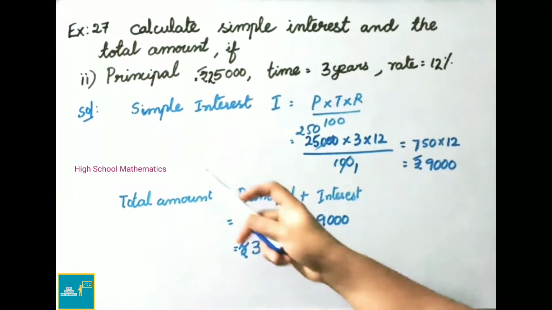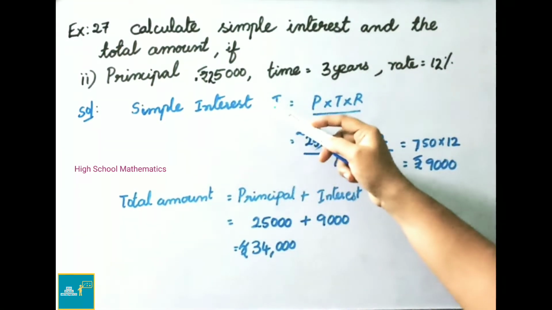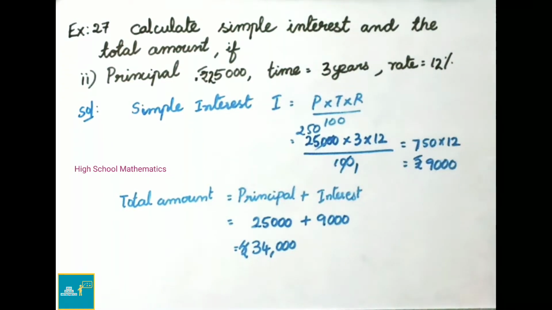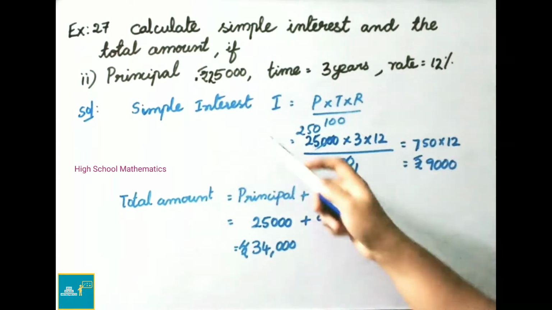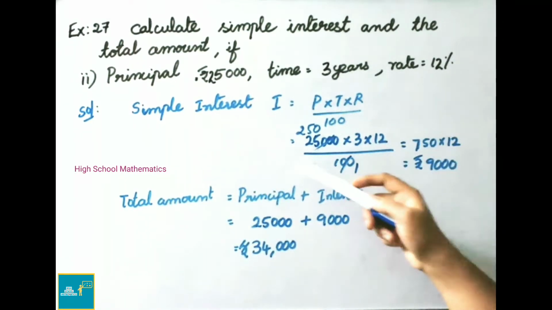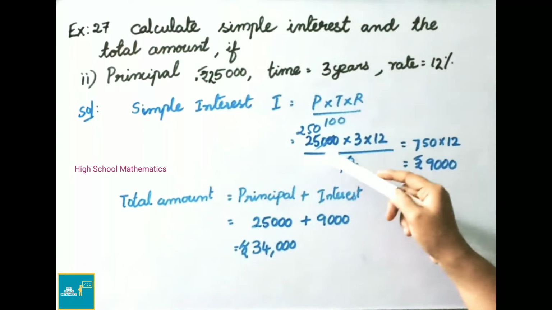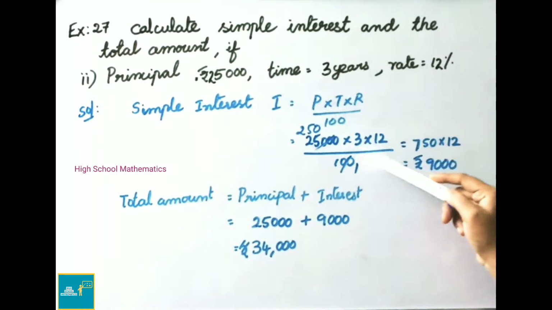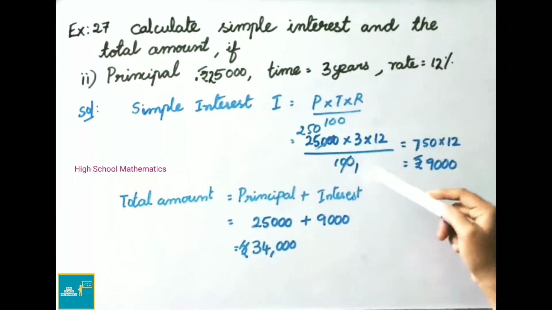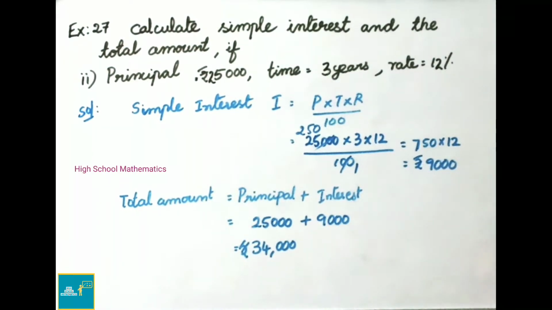See now the second sum. Principal amount is 25,000 rupees, time is 3 years and rate is 12%. Let us see the solution. We know simple interest formula I equals P into T into R by 100. That equals principal amount 25,000 into time 3 years into rate 12%, so write down 12 by 100. 100 ones are 100. 100 into 250 is 25,000.